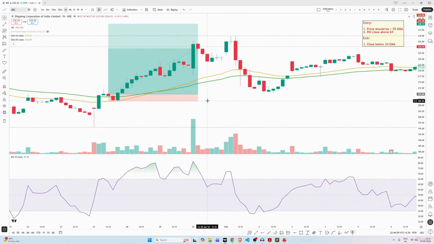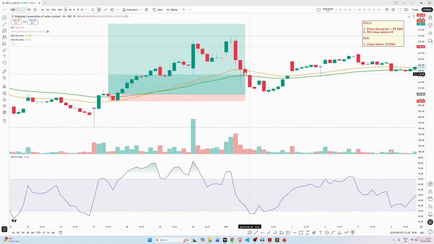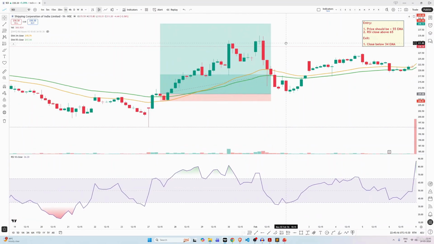And then we will wait for either our stop to be hit or the price to close below 34 period EMA. This is where the price closed below 34 period EMA, and this is where we exit. So here you might be thinking we could have got much higher profits if we stayed in the trade or we exited somewhere here instead of exiting it here.